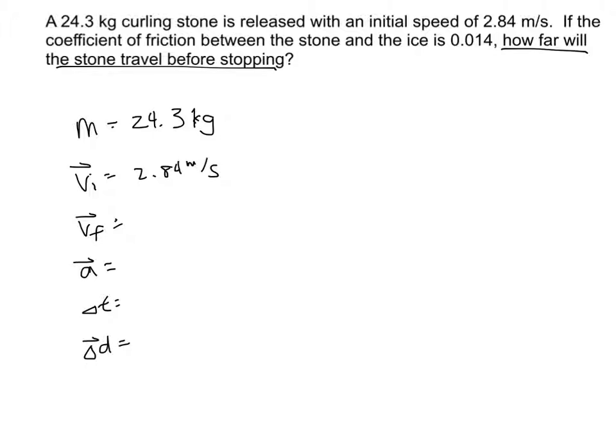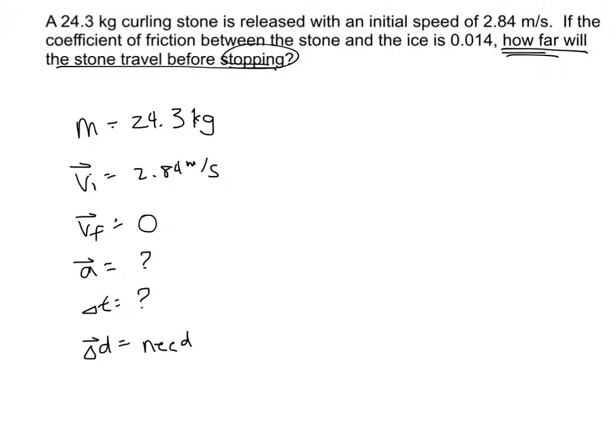And we can actually fill in some things. We know how far it will go before stopping is what's given in the question, so final velocity must be 0. Acceleration, we don't know the rate that it's slowing down, so that's a question mark. We don't know how long it was traveling for, so we don't know that either. And displacement, actually, it asks us that. That's what it's asking us to find out: how far will this stone travel before stopping? So this is what we need.